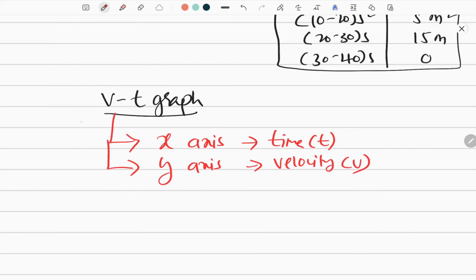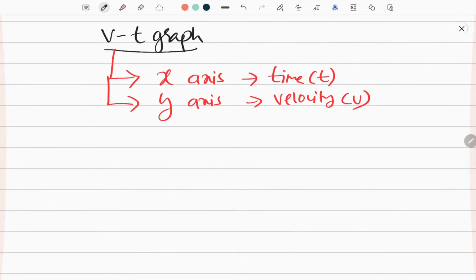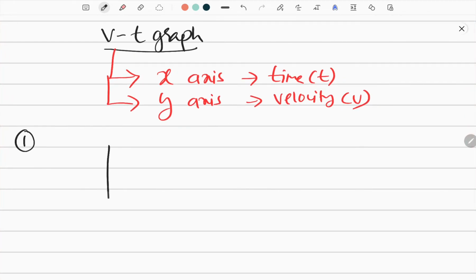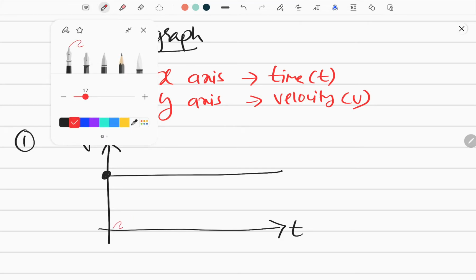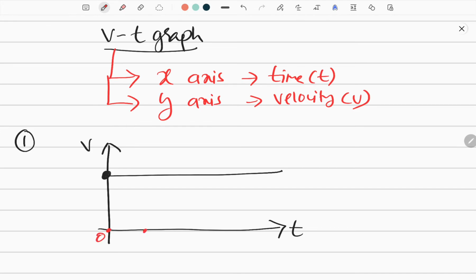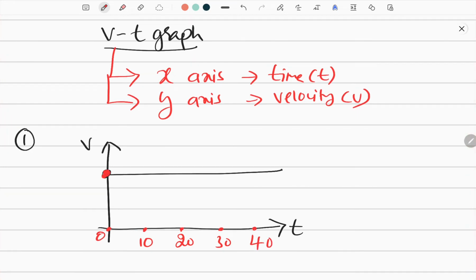The first graph we are going to study here, look at this graph, try to understand this. This is time and this is velocity, and if I draw a straight line like this, parallel to the time axis, what kind of motion is it? Don't say that it is at rest, because if you say at rest, it will be wrong. So how do we analyze this graph? Look at this: for 0 to 10 seconds, and 10 to 20, 20 to 30, 30 to 40, the velocity has become constant.